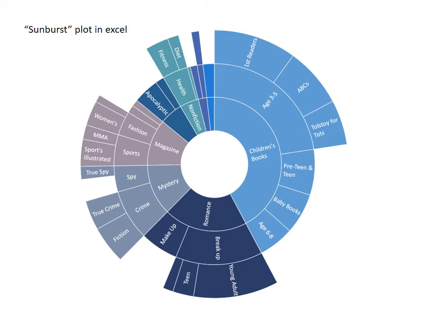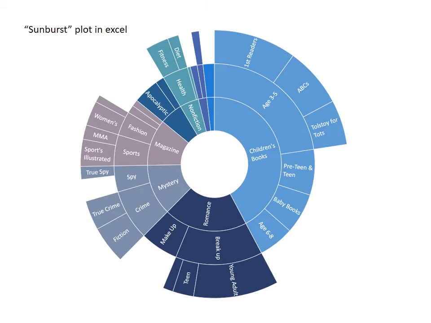So one way of representing hierarchical data like this is a sunburst plot, and you can do this in Excel. And so here we have, closest to the center of the circle, all the parent categories, right? The genres. So we have children's books, romance, mystery, magazines, nonfiction, etc. And then the circle immediately outside of that are all the subgenres, right? So each subgenre belongs to a specific genre.